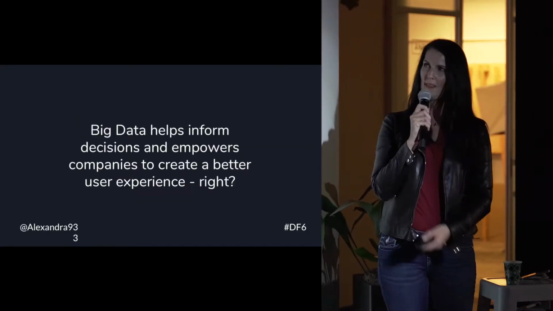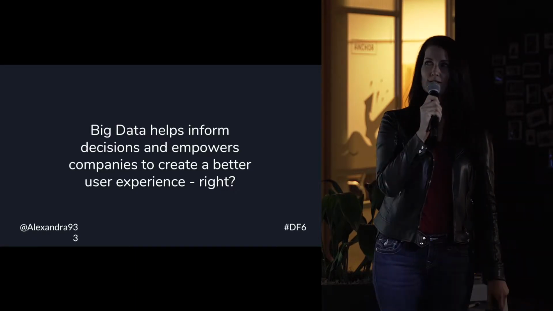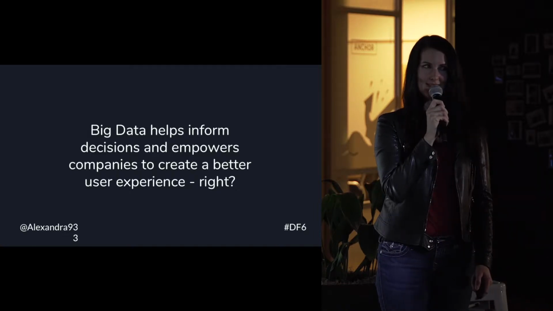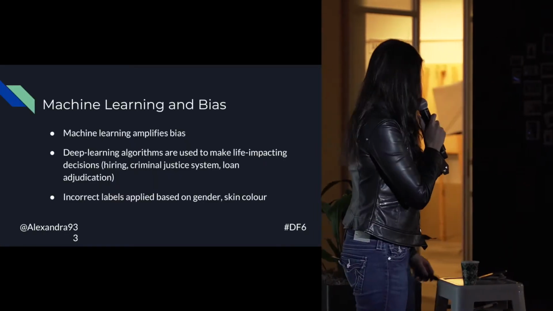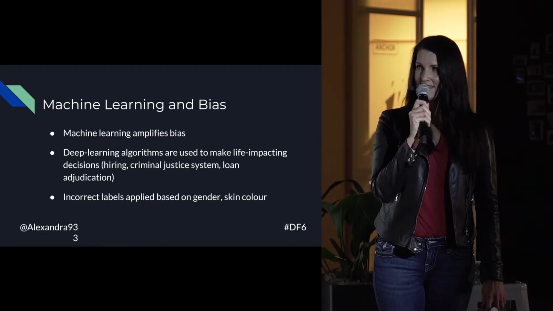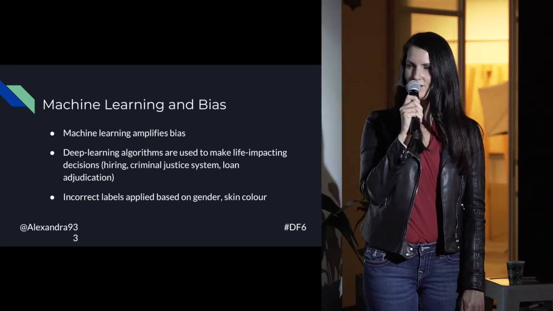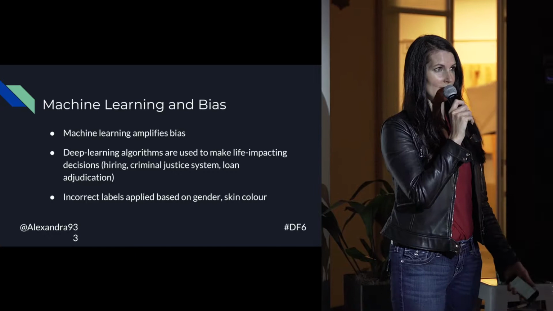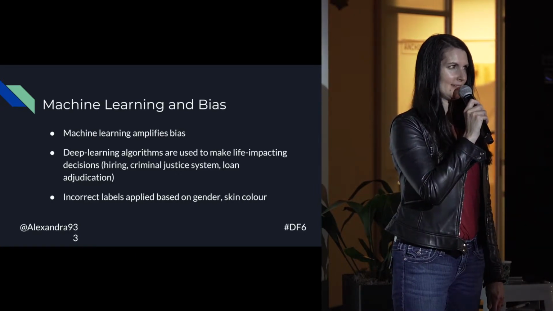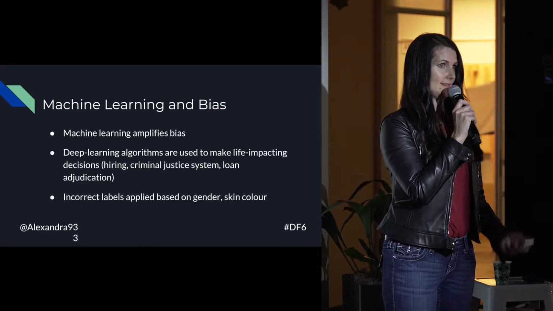So as we know it, big data helps inform decisions and empowers companies to create a better user experience for the end user, right? Not necessarily. So the first problem that we have is machine learning and bias. So in the field of artificial intelligence, we've got machine learning, which is essentially, you've got two different things. You've got narrow AI and general AI. Narrow AI would be something like AlphaGo, and essentially it is a system that through repetition perfects a task.